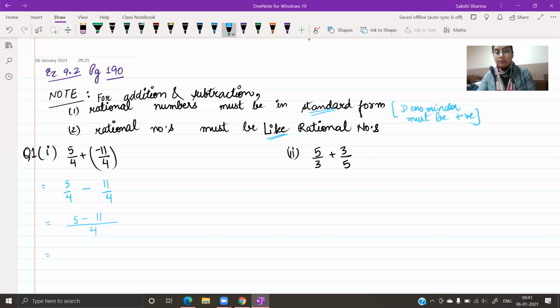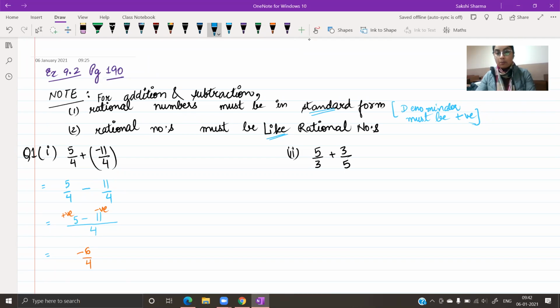Now I would like you to remember the rules of integers here. 5 is positive, 11 is negative. This is positive and this is negative. So you have two values of opposite signs. What are you supposed to do here? Plus करेंगे. Yes, we will subtract. Subtraction करके क्या मिलेगा आपको? -6. That's correct. The denominator is 4 and now we can simplify our answer.